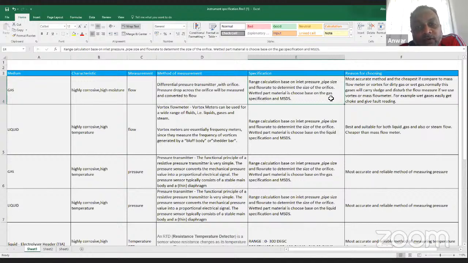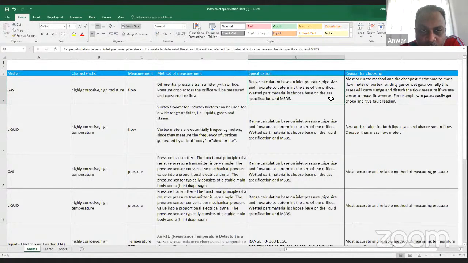Okay, so it will tell us the characteristic of the gas, the condition of the pH, and also the nature of the gas, and from there we can determine the best material that we can have for this orifice.